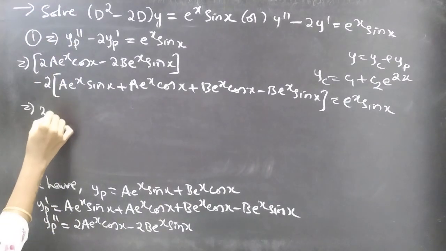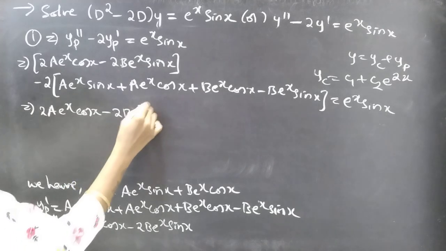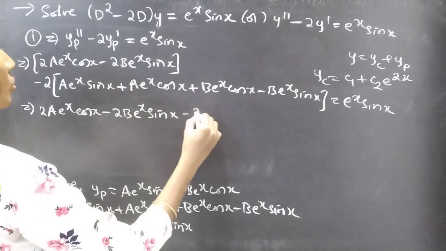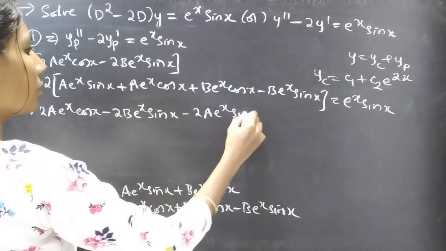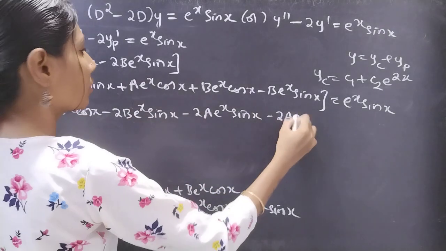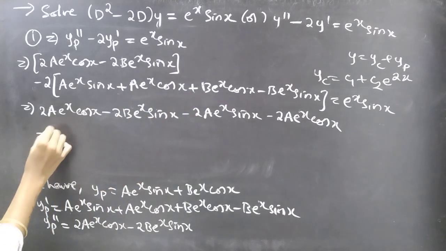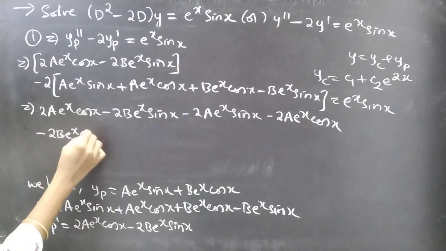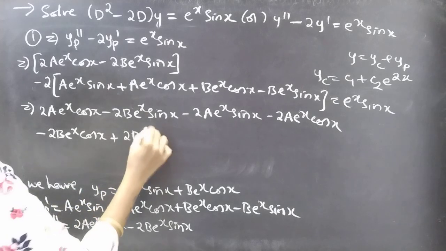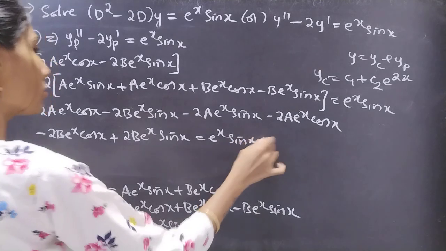Which gives us 2a e power x cos x minus 2b e power x sin x minus 2a e power x sin x minus into plus minus 2a e power x cos x, minus into plus minus 2b e power x cos x, minus into minus plus 2b e power x sin x equal to e power x sin x.